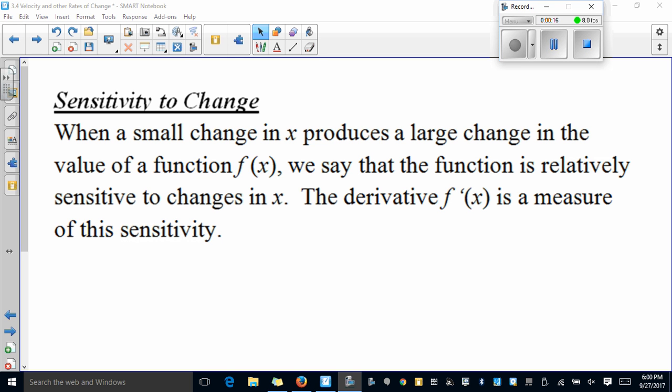One of the things to point out is sensitivity to change. When a small change in x produces a large change in the value of a function f of x, we say that the function is relatively sensitive to changes in x. The derivative f prime of x is a measure of this sensitivity. So even companies will use derivatives.